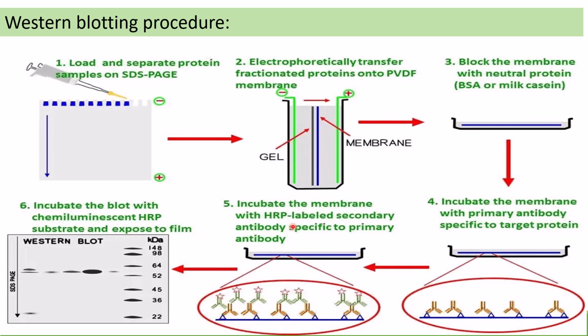Horseradish peroxidase is an enzyme. It is labeled with the specific secondary antibody. This is done for approximately 2 hours. After this, we will give it a substrate. What substrate is here? It can be ECL and peroxidase.